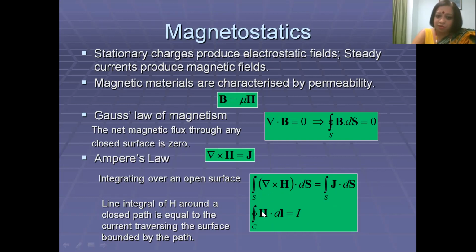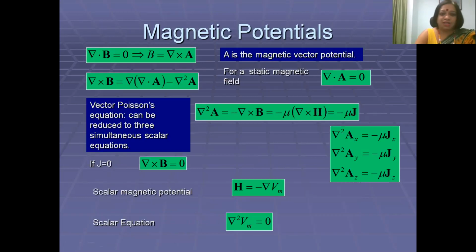So this gives you the familiar expression for Ampere's law, which tells you that the line integral of H around a closed path is equal to the current traversing the surface bounded by the path. So this is your Ampere's law. Now again, we have put together some relations and some laws, which we can now try and put together.